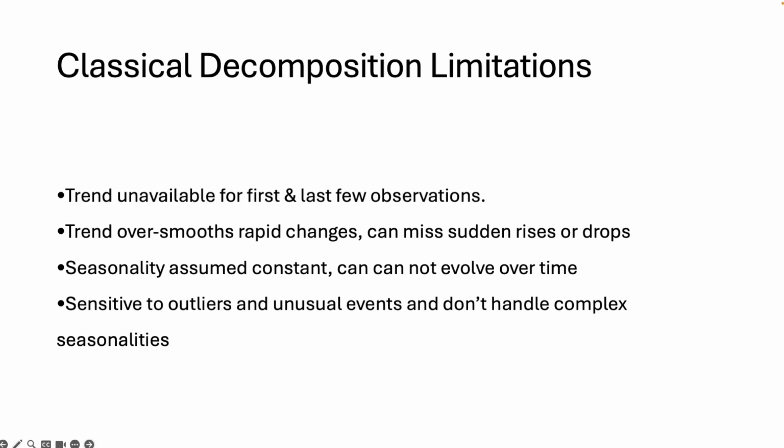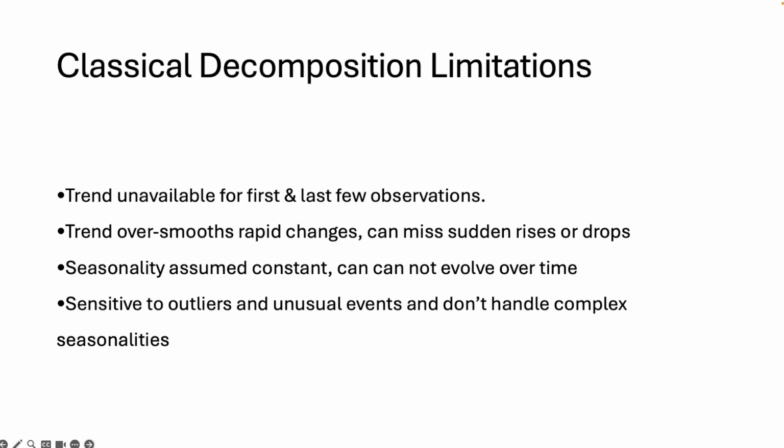Also, the classical decomposition is not robust. For example, a single unusual event, like a pandemic month, can throw off the entire seasonal or trend estimate because it relies on averages. Because it relies on averages, it treats extreme values as part of the true pattern. And this is the issue with the average as a measure. It's sensitive to outliers, and classical decomposition uses averages.